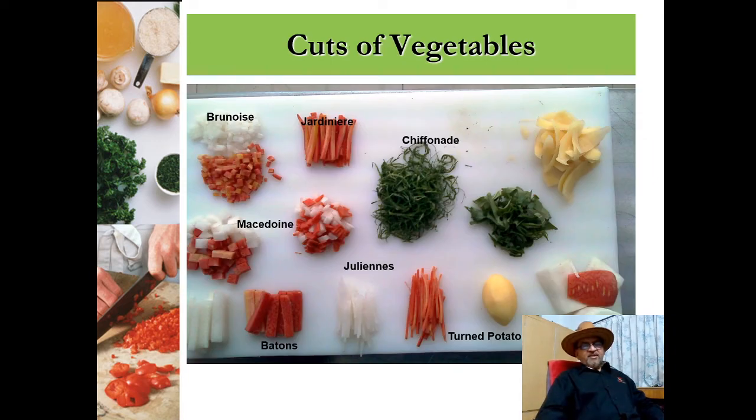Here we have some cuts of vegetables. We will talk in detail about these a little bit. Brunoise are very small dices. Macedoine are dices. Batons are like sticks. Jardiniere is mixed cuts, no particular specification. Jardiniere means garden style, so mixed cuts. Then we have julienne. Julienne is thin, long strips. And then similar to julienne is chiffonade, except that chiffonade is only done to leafy vegetables. Moving on, we have turned potato called tourne, T-O-U-R-N-E, in which we shape the potato into a barrel shape.